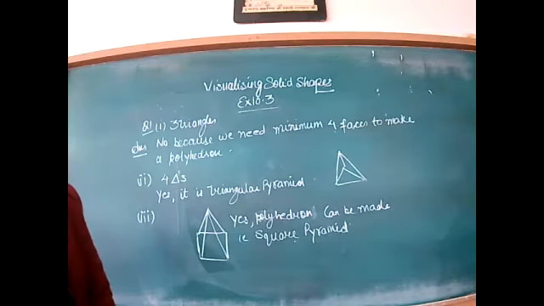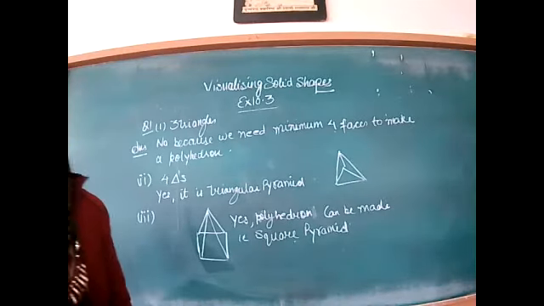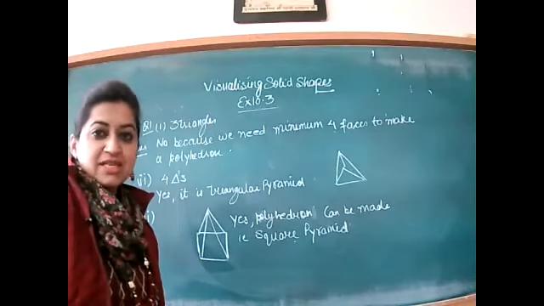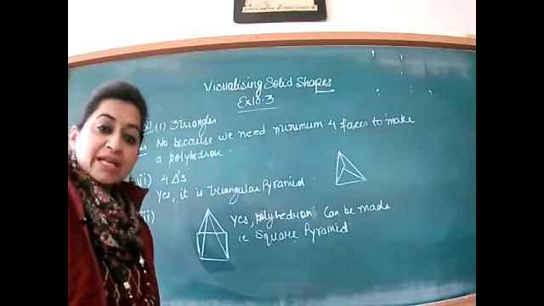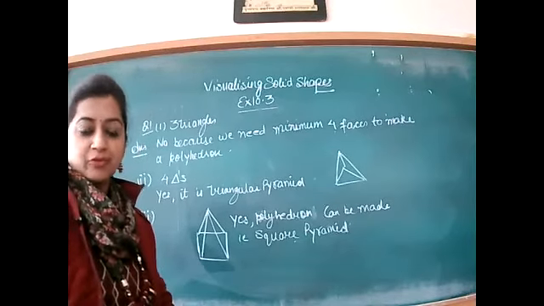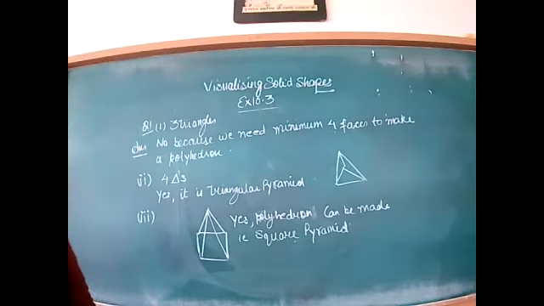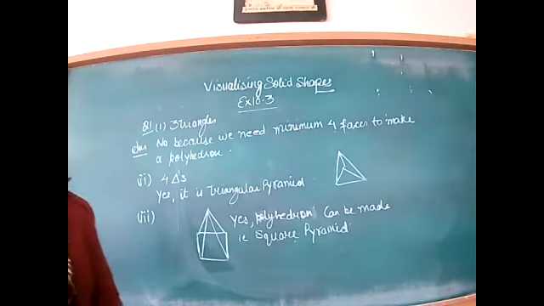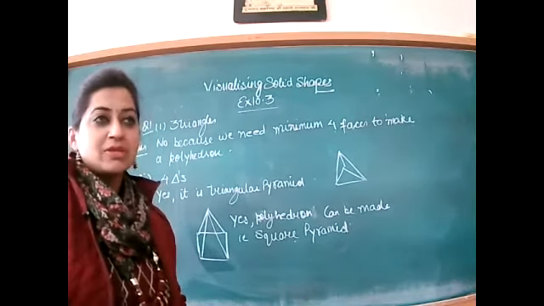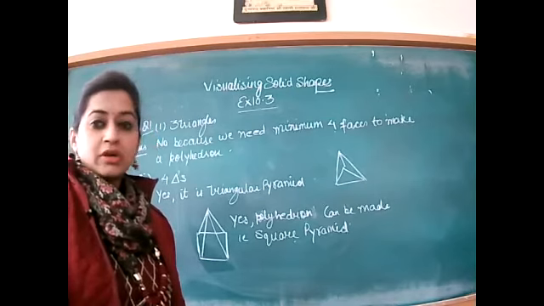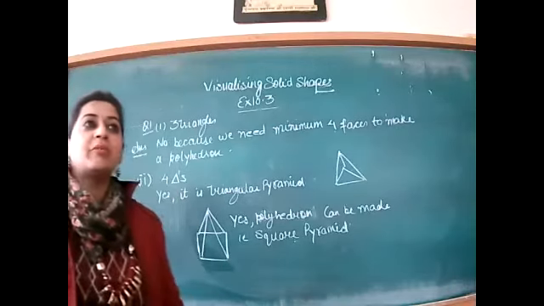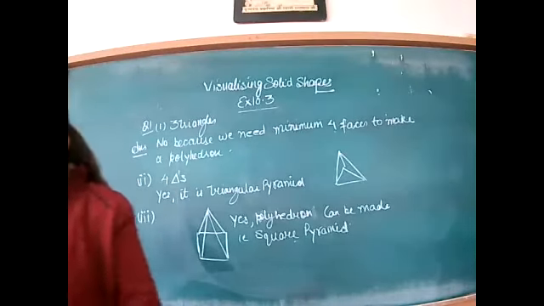Question number 2. Is it possible to have a polyhedron with any number of given faces? वो कहता है किसी भी number of faces से polyhedron बन सकता है? No. At least we require 4 faces. It should be 4 or more than 4, not less than 4. Write down. Yes, it is possible if the number of faces is greater than or equal to 4.